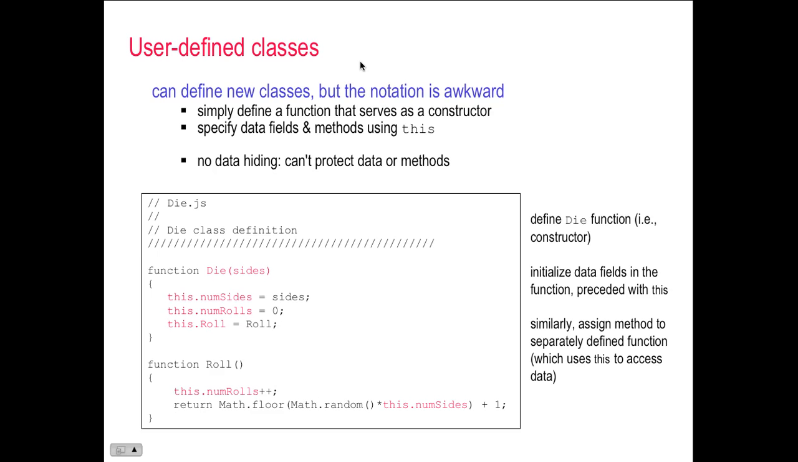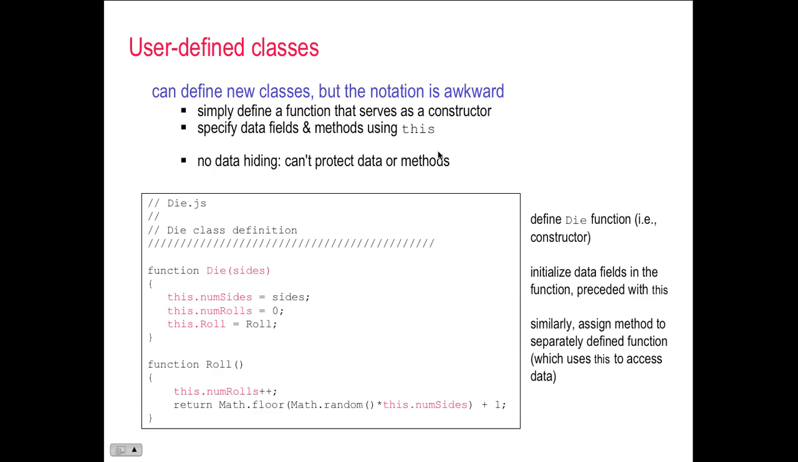User-defined classes. So lo and behold, we have the ability to define our own classes. So those are our own objects. We have functions that we're running, which is probably what you're going to do most of the time. You can also create your own classes. You can define new classes, but the notation is awkward. So you simply define a function that serves as a constructor, and you specify the data fields and the methods using this. You do not have to do this for this class. So if you're concerned with, oh, you don't understand JavaScript already, tune me out, think about something else, surf the internet, because you don't need to do this. You don't have to create any classes for this class.